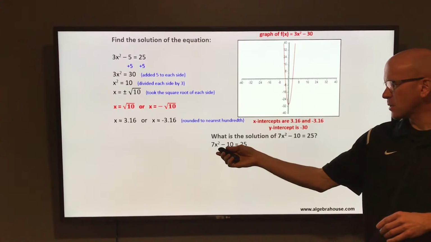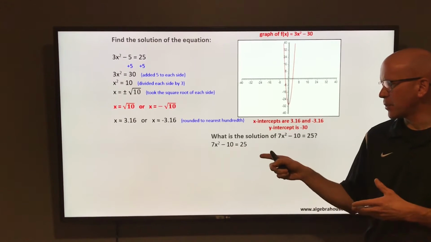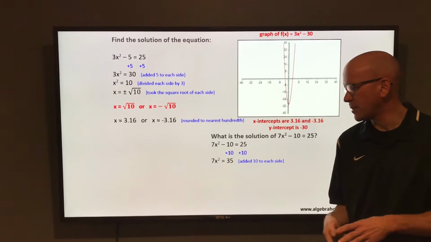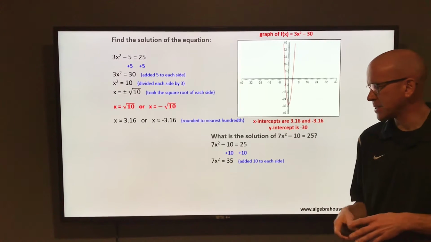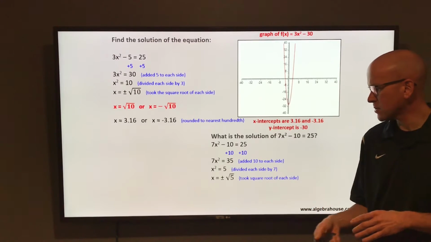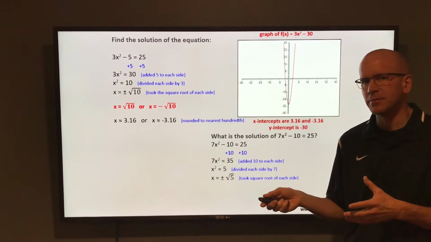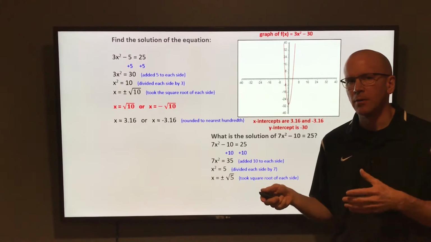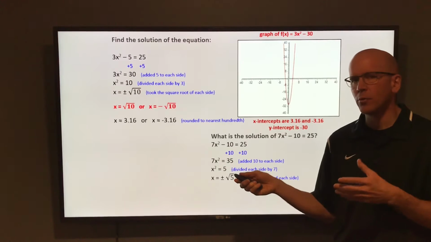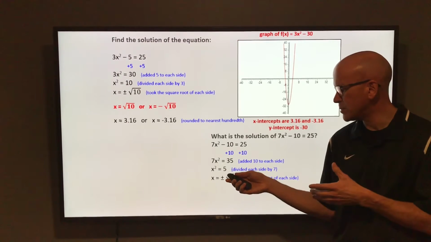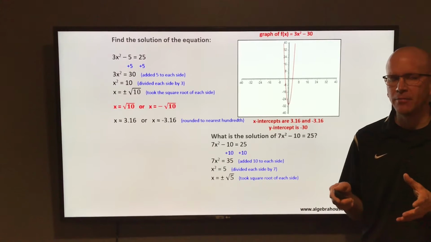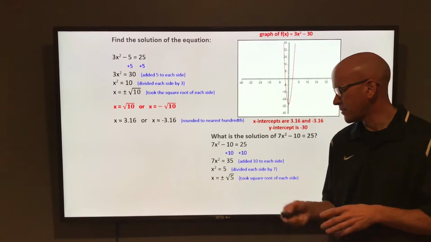If you have 7x squared minus 10 equals 25, to solve that for x, you want to add 10 to both sides to get the x by itself. Get 7x squared equals 35. Then divide each side by 7 to get x squared equals 5, and then take the square root of each side. X would equal the positive or the negative square root of 5. So again, take into account all the possible values for x. It could be the square root of 5 or the negative of the square root of 5. Because if you square the square root of 5, it's 5. And if you square the negative of the square root of 5, that is 5 as well.